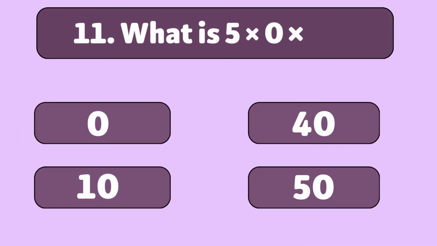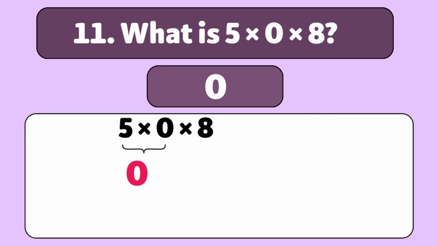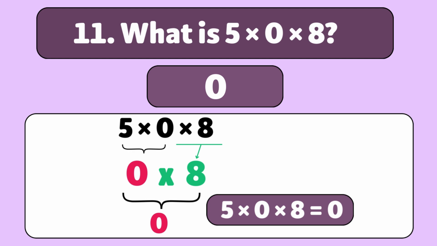What is 5 times 0 times 8? 0. Simply multiply the first two numbers. 5 times 0 equals 0. Then multiply the result by the next number. 0 times 8 equals 0. Therefore, the answer to 5 times 0 times 8 is 0.